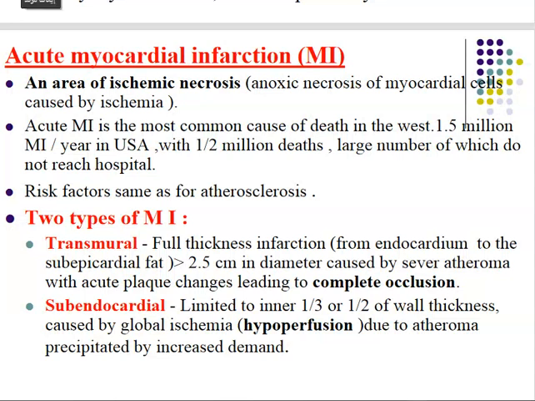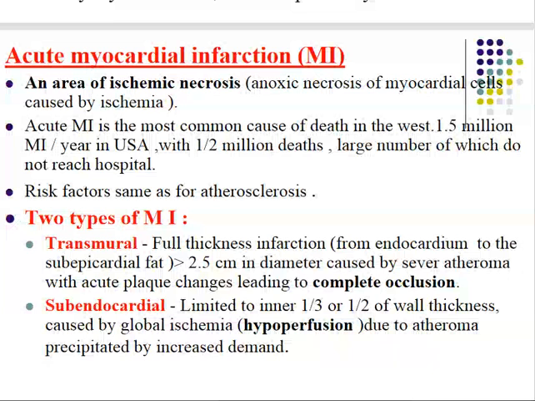Myocardial infarction means an area of ischemic necrosis, that is to say, anoxic necrosis of myocardial cells caused by ischemia. Ischemia means lack of blood perfusion. Acute myocardial infarction is the most common cause of death in the West, with about 1.5 million per year in the USA, and half a million deaths, a large number of which don't reach the hospital. The risk factors are the same as for atherosclerosis. As we talked previously, atherosclerosis is the cornerstone of cardiovascular pathology, and the same risk factors for atherosclerosis can result in myocardial infarction.